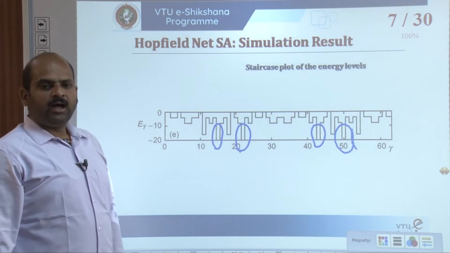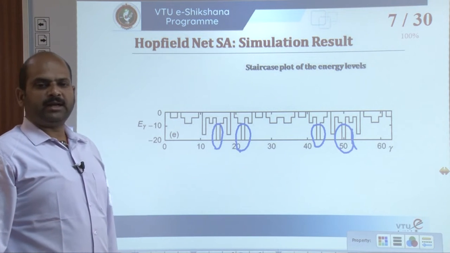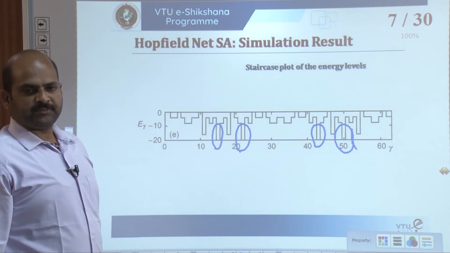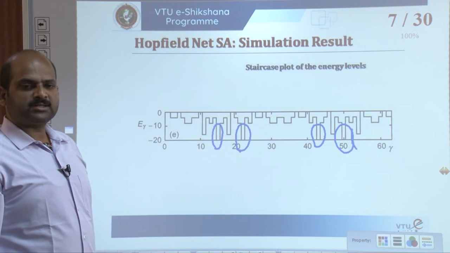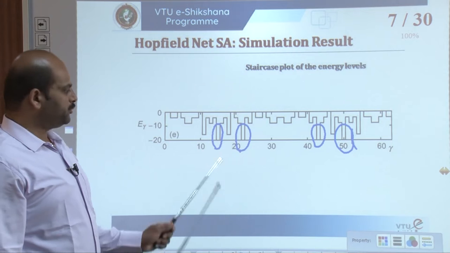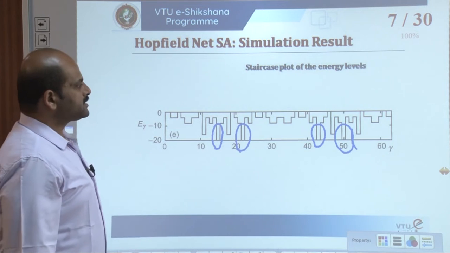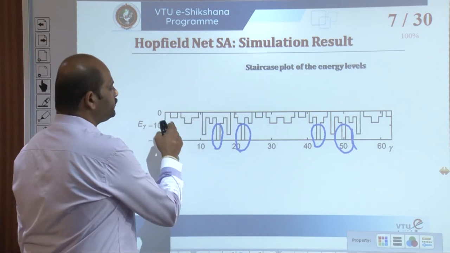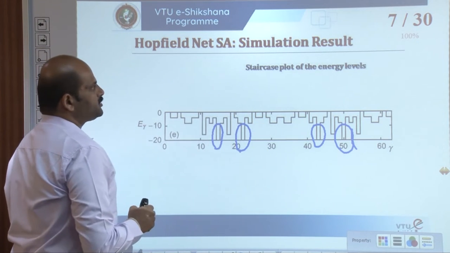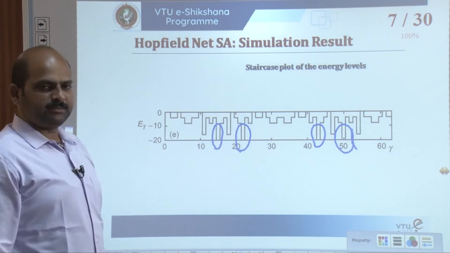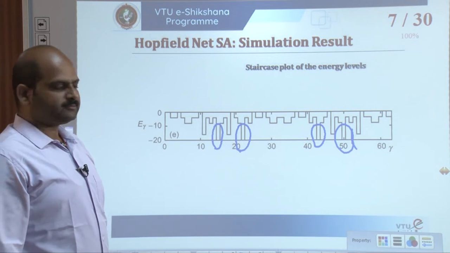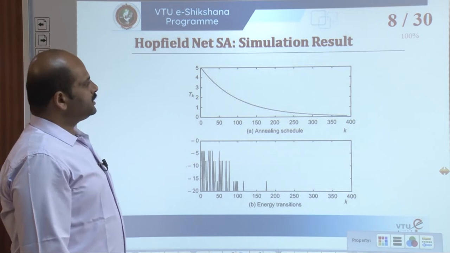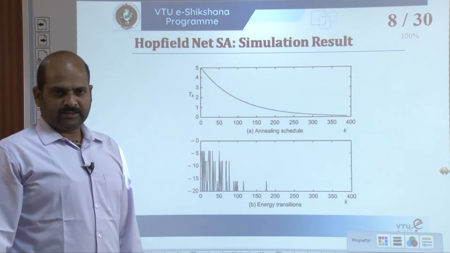So, this is the configuration-wise probability plot for the various temperatures. Various temperatures are going to be identified and shown there. This is a staircase plot of the energy level, which is present in the simulated annealing. Next, we are moving to the simulation result.